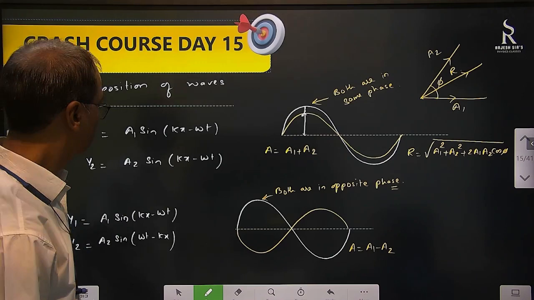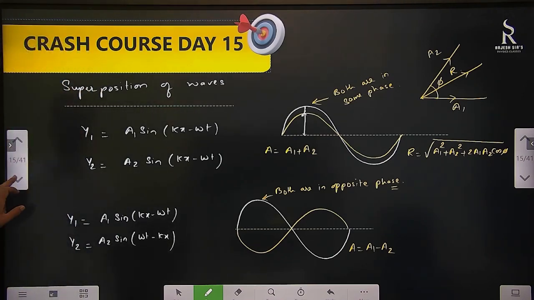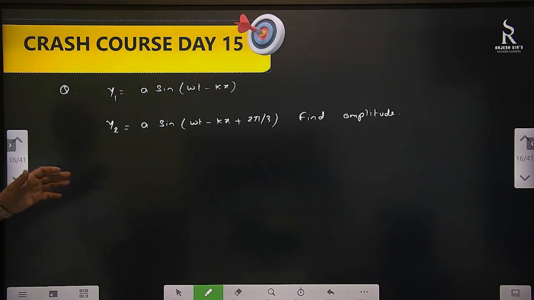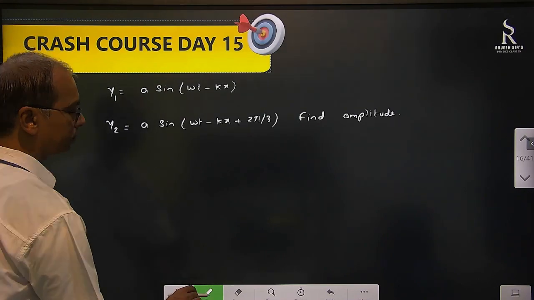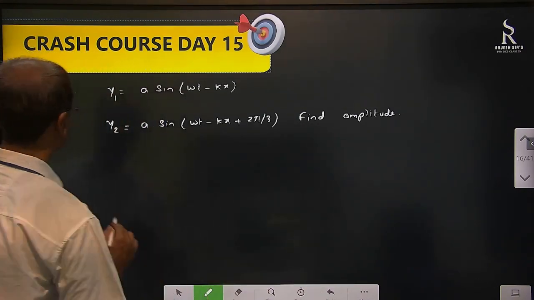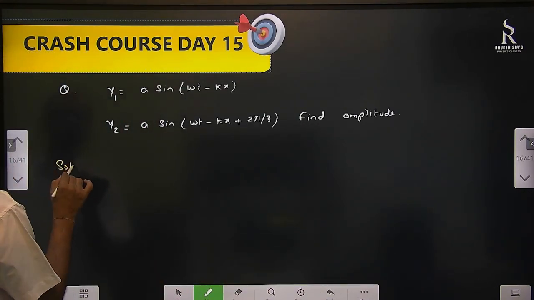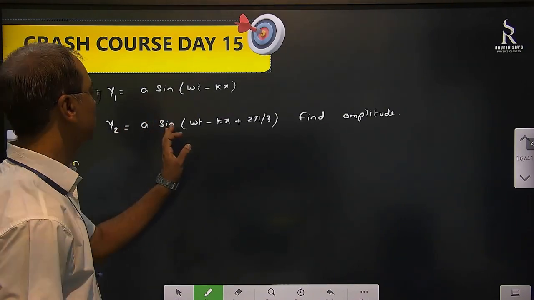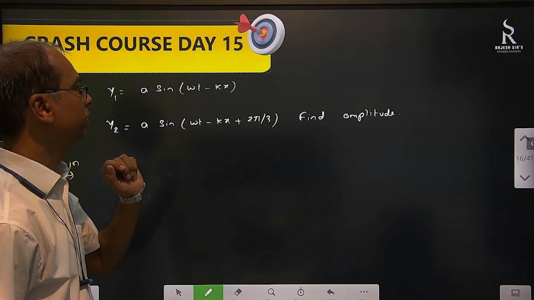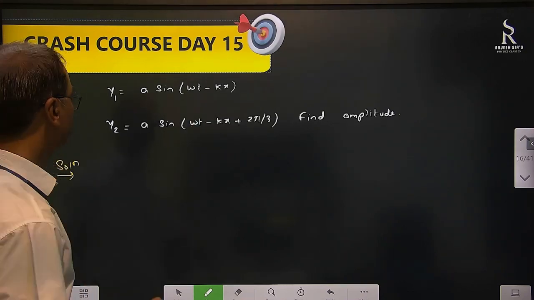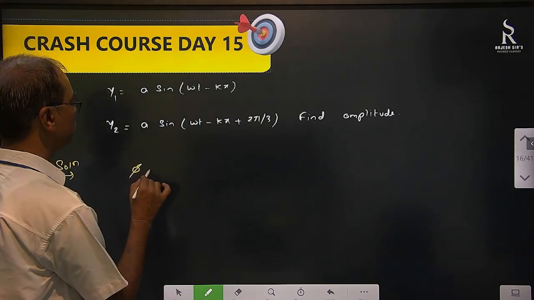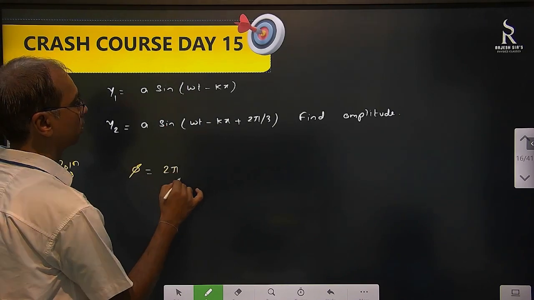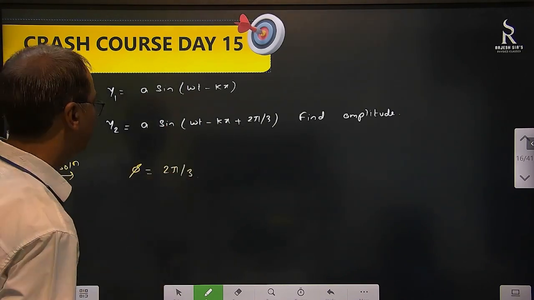Okay, let's do one question, then you will understand. Okay, here is the question. The two waves are there: A sin(omega t minus kx), and another A sin(omega t minus kx plus 2 pi by 3). What is the phase difference between the two? Phase difference between the two is 2 pi by 3. What is he asking? Amplitude.